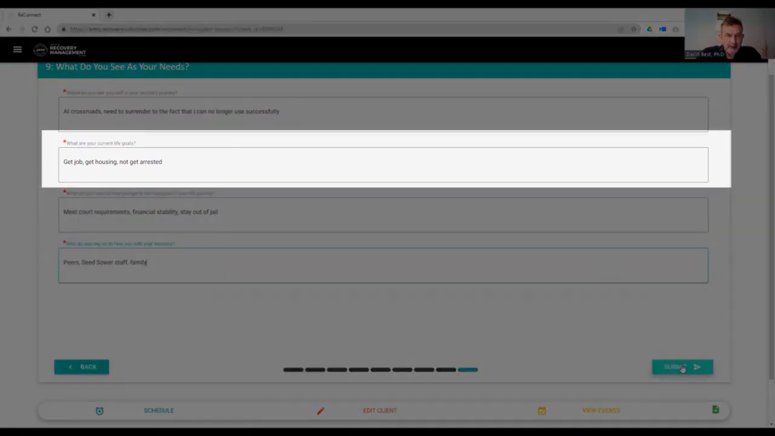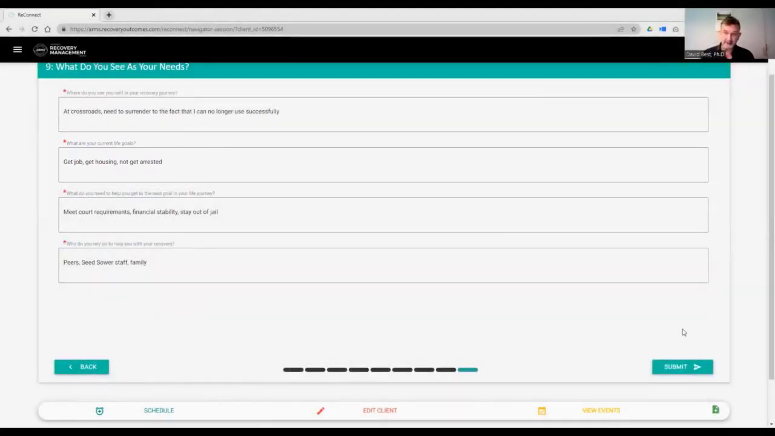From that, we then get to what are your current life goals? And for Wiley, it's get a job, get a house, and not get arrested. Well, we would hope that we look for more positively framed ways of setting out his goals. But this is really important. For somebody in crisis, the goals will frequently be, how can I just get through this crisis and not have this happen to me again?